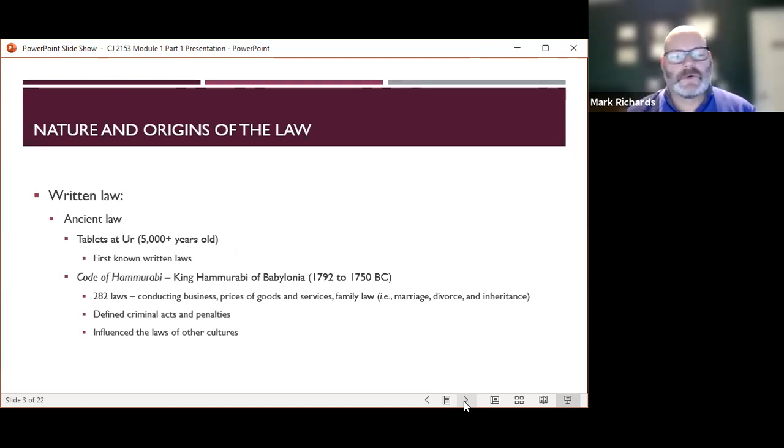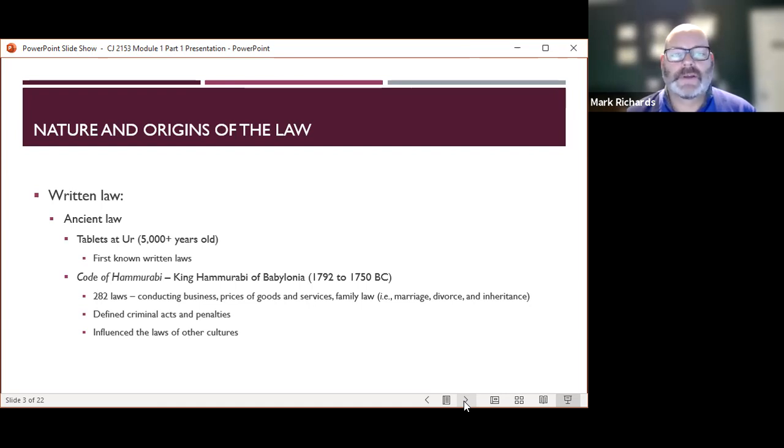The origins of law go all the way back to ancient law, where the first known written laws were found on the tablets at Ur, and it has been determined that these tablets are over 5,000 years old. But the first codified system of laws that define criminal acts and penalties is what's known as the Code of Hammurabi. King Hammurabi of Babylonia ruled from 1792 to 1750 BC.